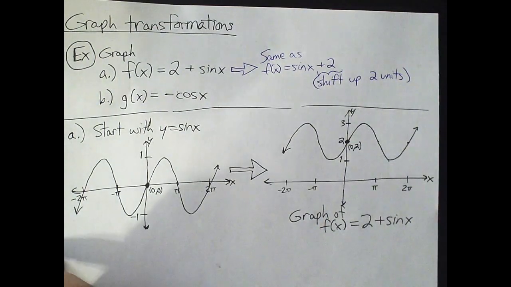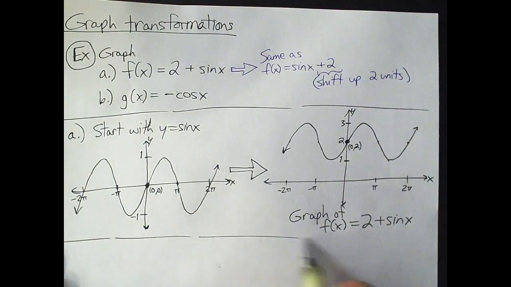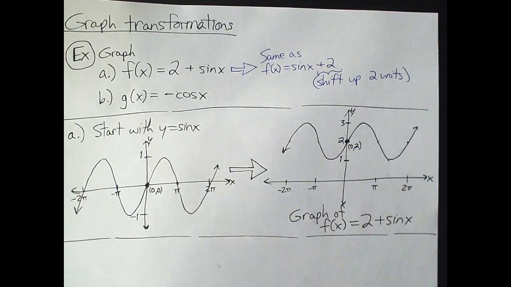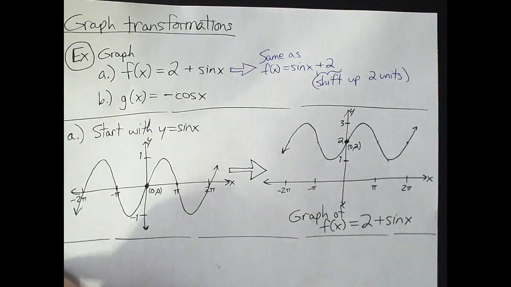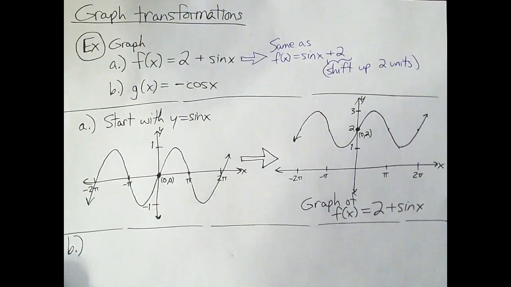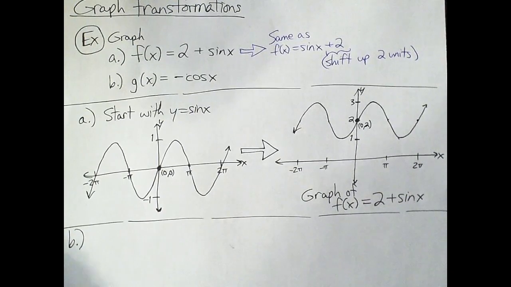Let's work on part B. How about this? I'll ask you to try part B. Take a minute, maybe pause the video, see if you can start with the graph of cosine and then do the transformation to get the graph of negative cosine.